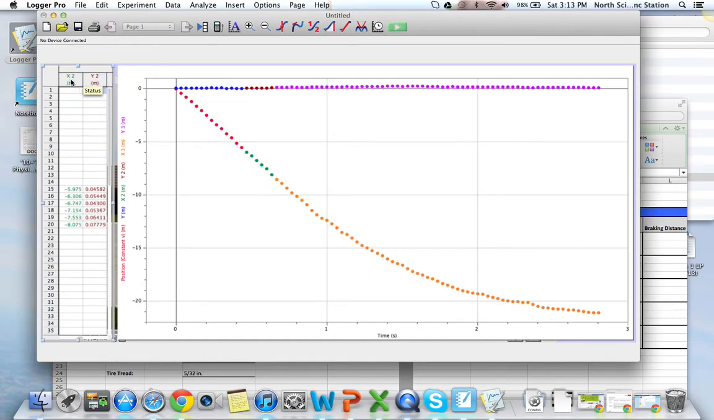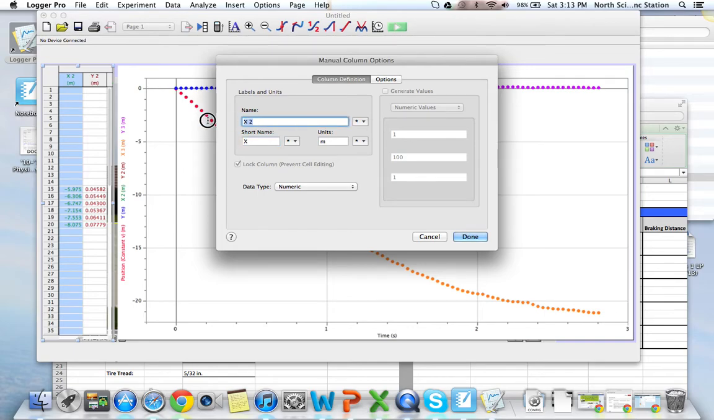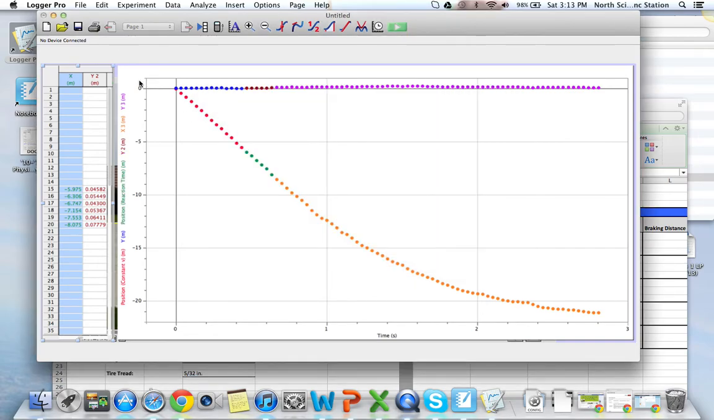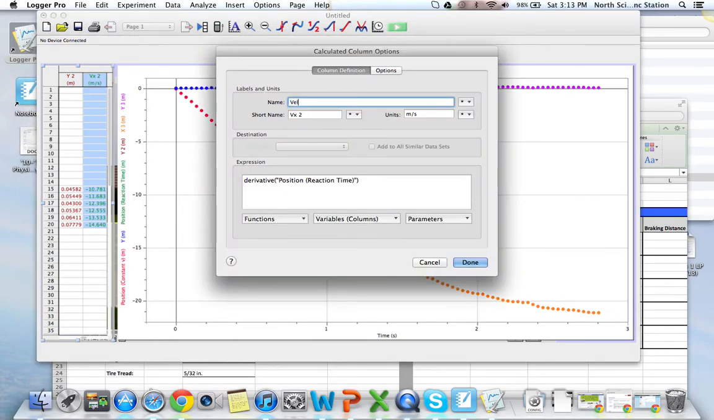Then I bumped over here to the x2 part. x2 is going to show me position, except this is during the second phase. So this would be the position during my reaction time. And then Vx2 is going to be my velocity during that same reaction time.